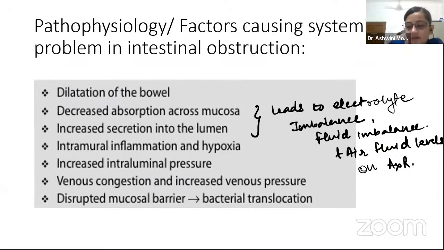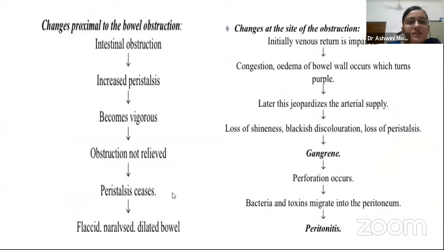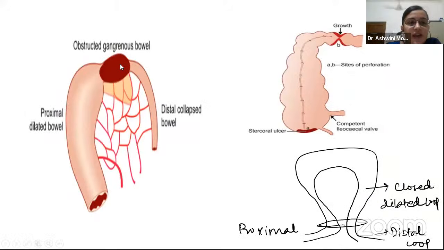So what is the pathophysiology behind, or the factors causing, systemic problems in intestinal obstruction? I have one figure here. If there is an obstruction here, something blocking this pathway, the content will try to accumulate on this side, proximal to the obstruction site, and it will cause dilatation of the proximal loop, and the distal loop will be the collapsed one.